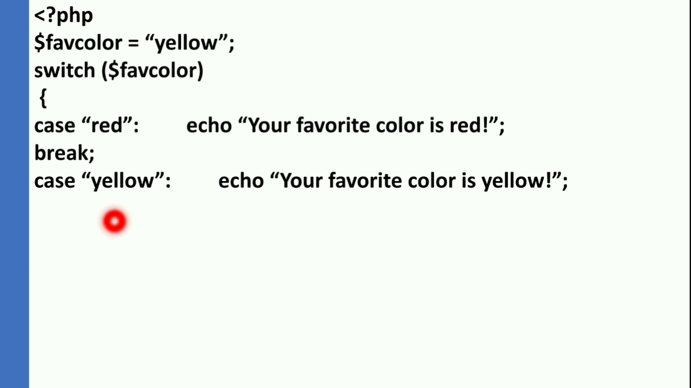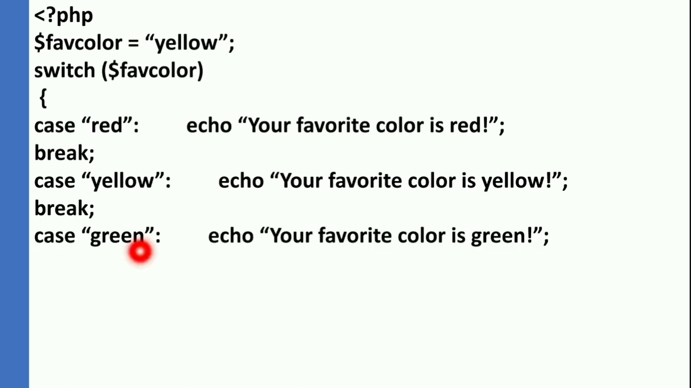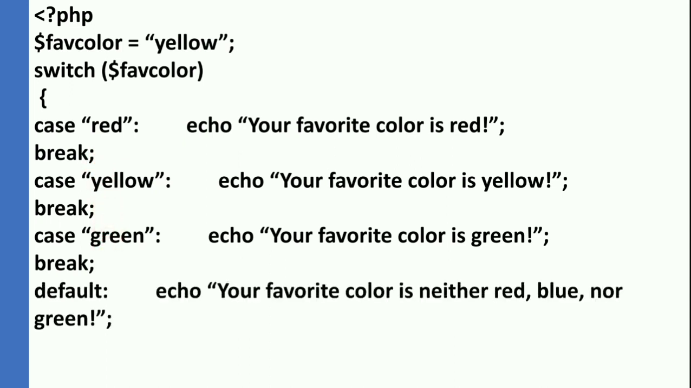The second case is case yellow, an echo statement is there, and if it is done we use the keyword break. The third case is case green, an echo statement is there to print, and we break using the break keyword. And finally, if no cases match, we need to show a message. For that we have the default statement. Yes, we have an echo statement to give that message, and with that the switch block is over, so close the curly bracket. And finally we close the PHP tag. So this is a complete program.